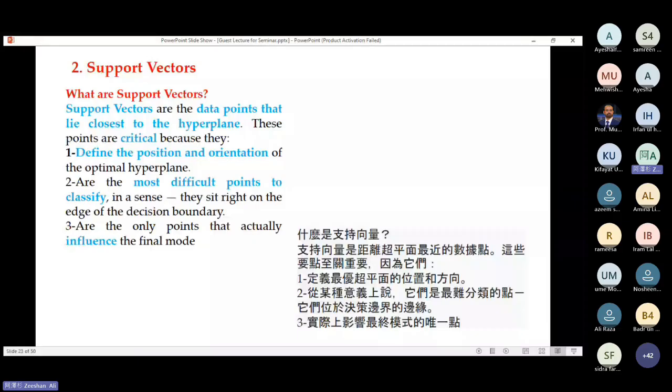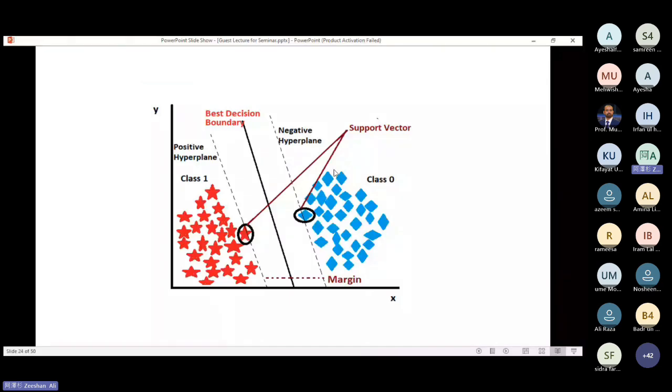So, support vectors. Support vectors are the data points that lie closest to the hyperplane. For example, look here. We have a decision boundary and we draw the positive hyperplane and negative hyperplane. Actually, we draw two hyperplanes which touch the clusters. This is the negative hyperplane which touches the cluster and this is the positive hyperplane which touches the cluster. These are the positive and negative hyperplanes, and this one is the decision boundary.